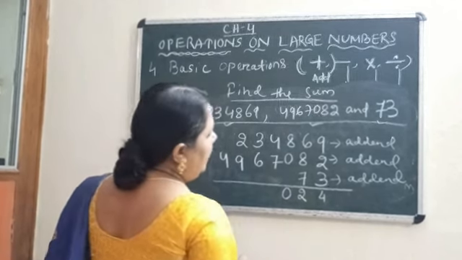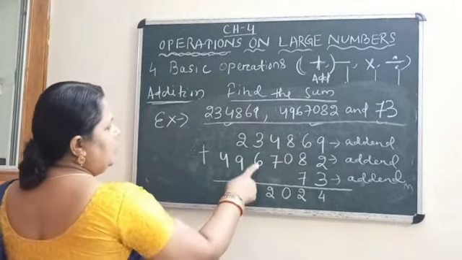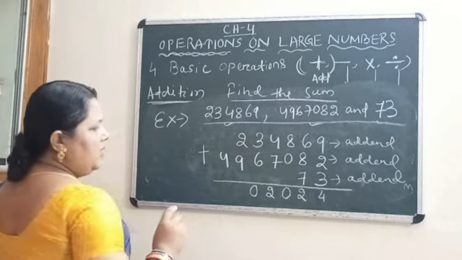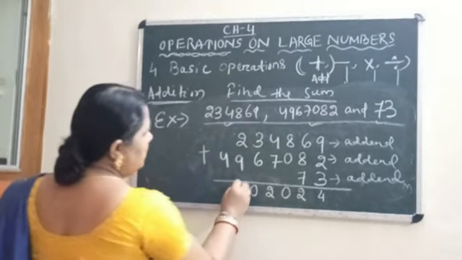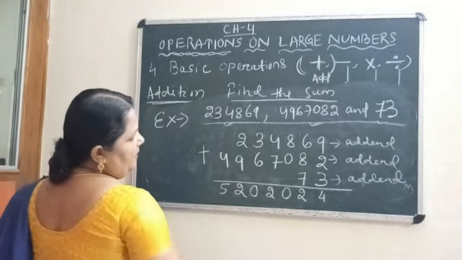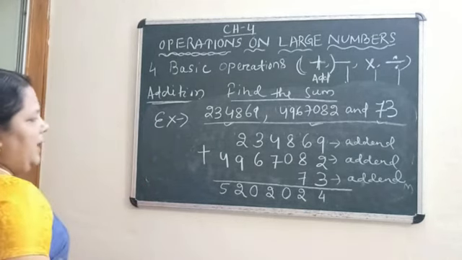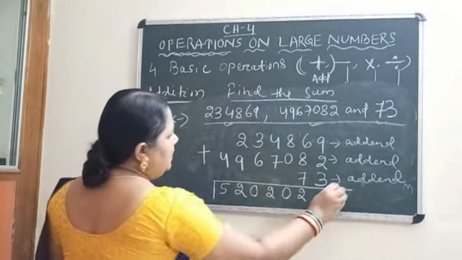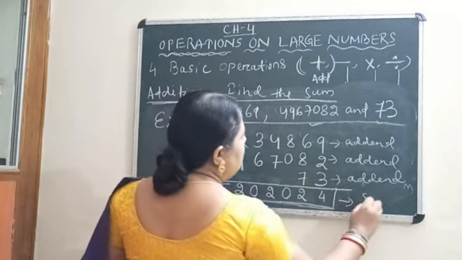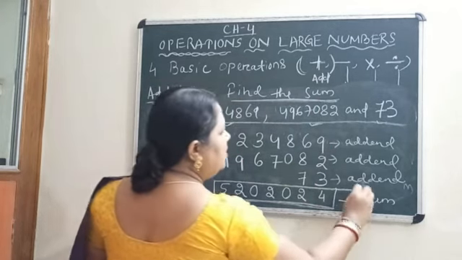7 plus 4, 11 plus 1, 12. 2, again 1 carry. 6 plus 3, 9 plus carry 1, 10, 0 plus 1 carry. 9 plus 2, 11 plus 1, 12, 2, 1 carry. 4 plus 1 is 5. This is your carry forward addition, and after addition the resulting number is called your sum, because the question was to find the sum. Now we got the sum.